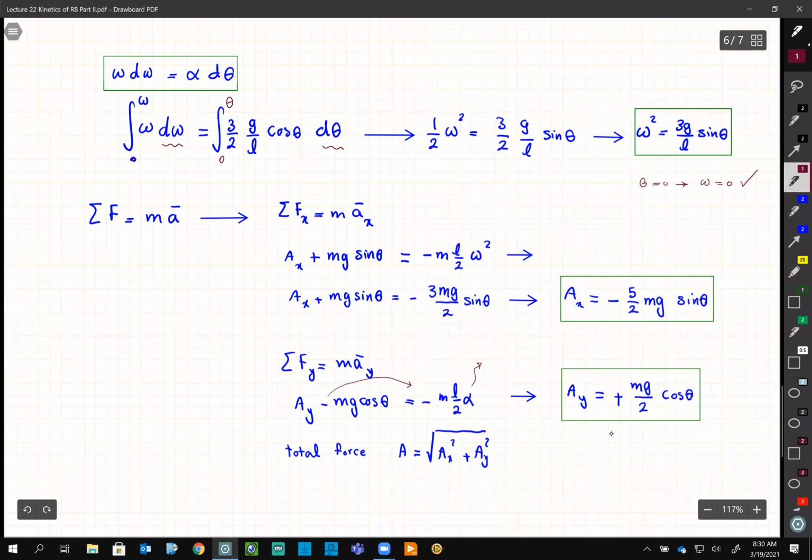Thank you, Akhilesh. So it is 3/2, right? g/L cosine theta. And so we have another 2 here. So it's going to be 3/4. So it's going to be 1/4 then.